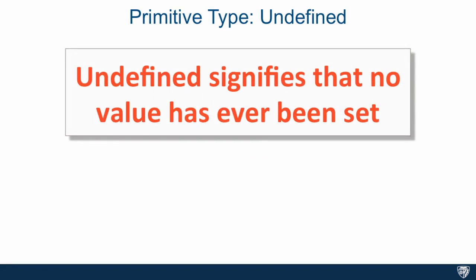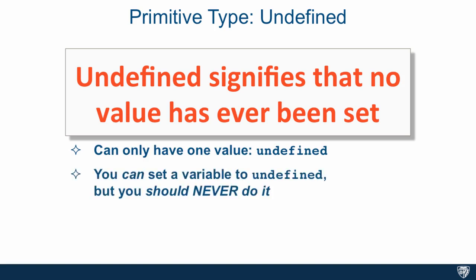Another type is called undefined. The undefined data type signifies that no value has ever been set on this particular variable of this type. This is the value that every variable gets when the JavaScript engine sets up the variable in memory when it's defined but has never been assigned any value yet. And it can only have one value, and it's a reserved keyword undefined.